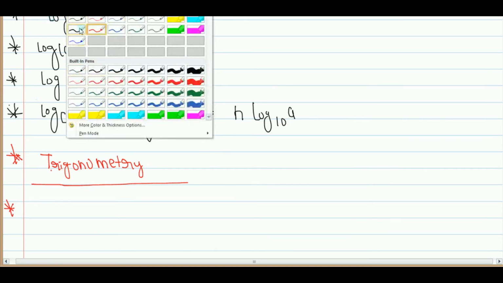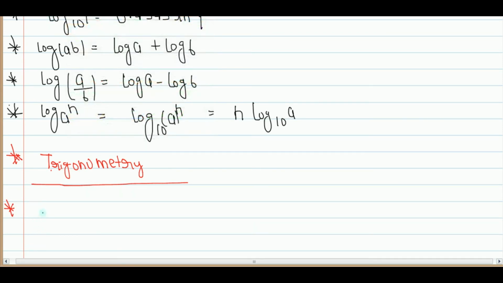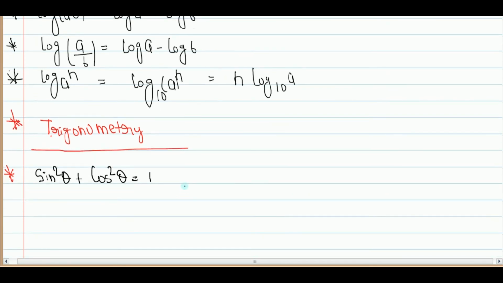let me just change the pen color. First one, you know about this: sine square theta plus cos square theta is equal to 1. Can you pause the video and tell me how sine square theta plus cos square theta is 1? You know about the Pythagoras theorem, and the Pythagoras theorem is true for a right angle triangle.